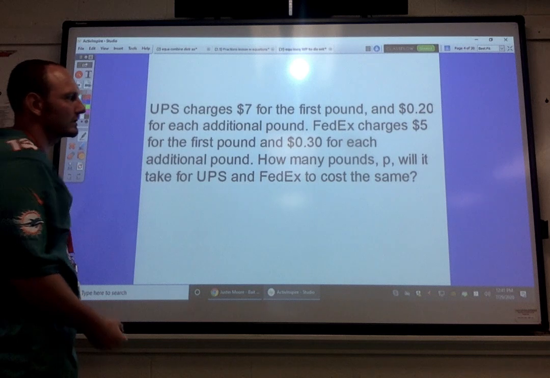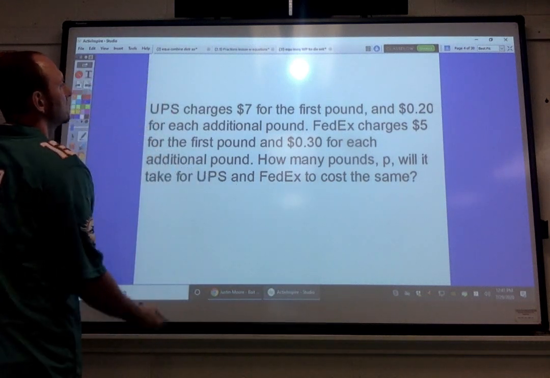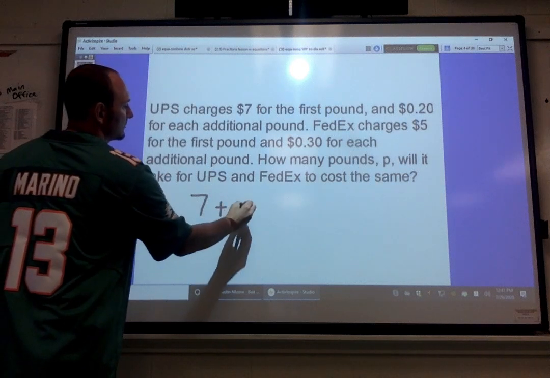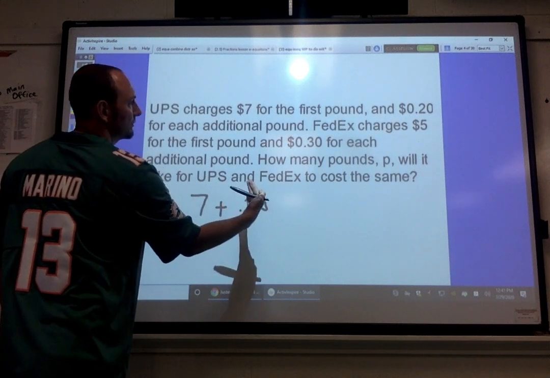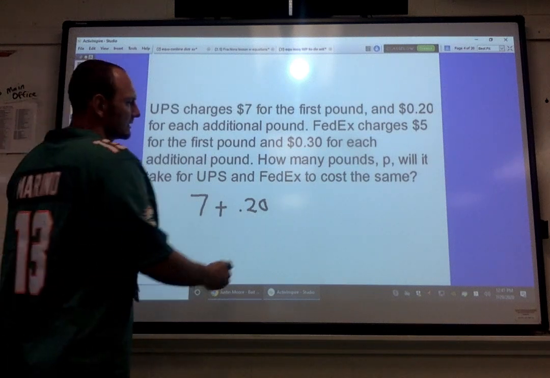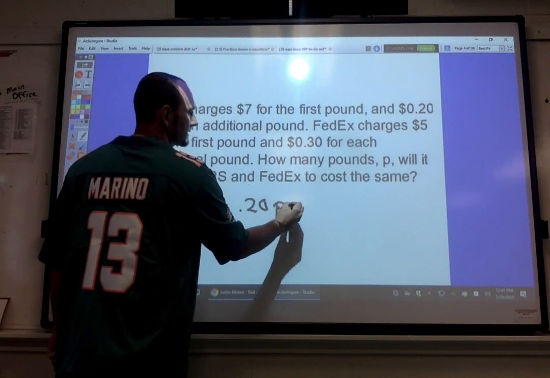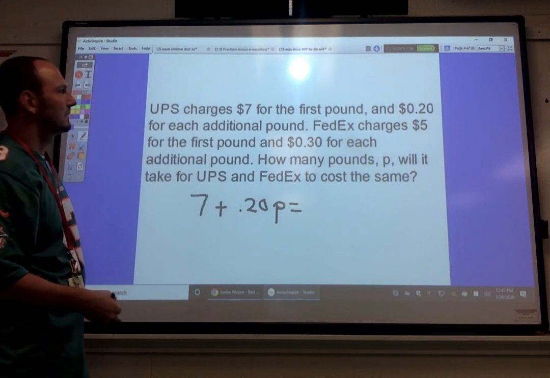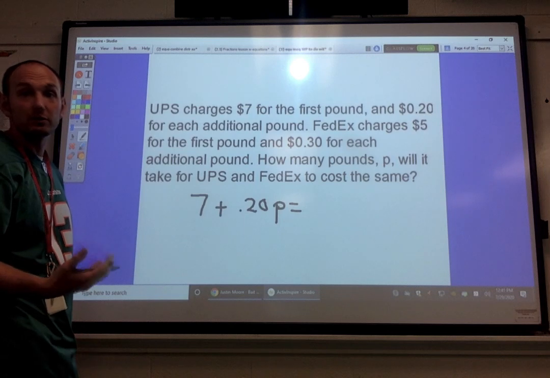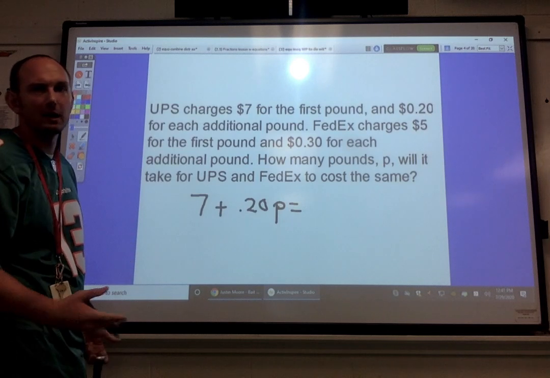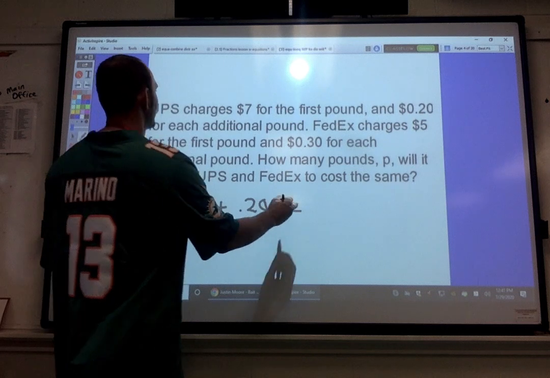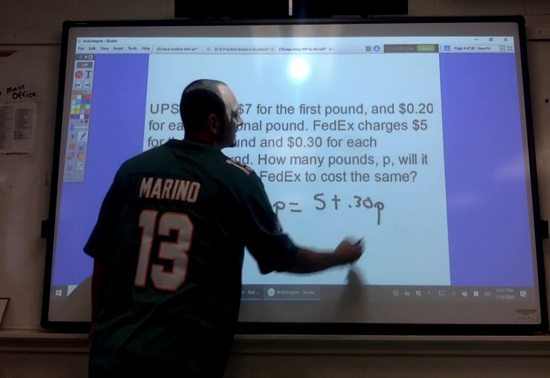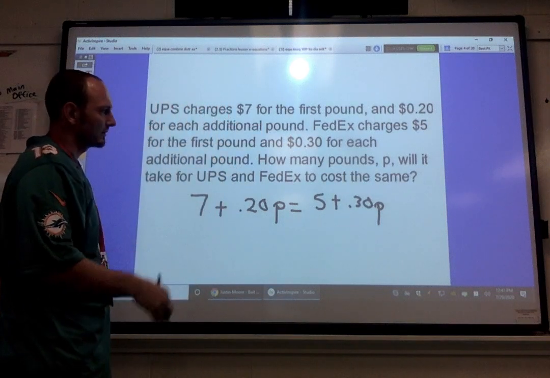Same type of question, cost the same. There's 7 for the first pound, and then they're charging 20 cents for each additional pound. Which you could put X here, but they're telling me they want the variable P, so I'm going to use what they specify. If it's just you making one to solve because you're trying just to get the answer, X, Y, it doesn't matter. It's what's logical to you. So $5.30 per pound. And then we solve it.